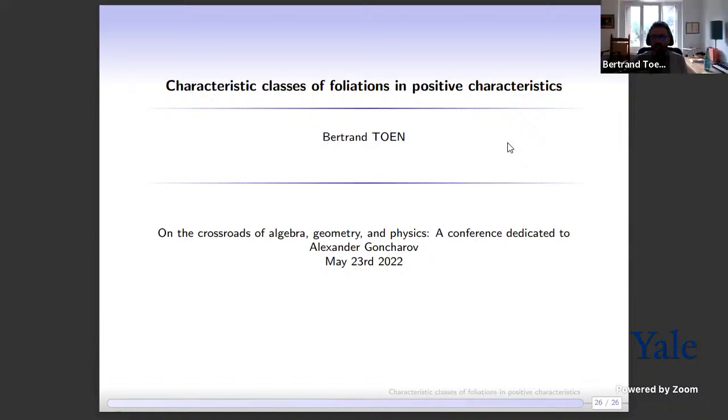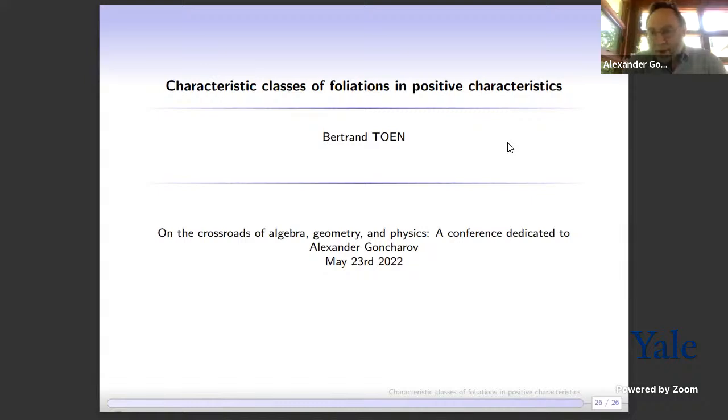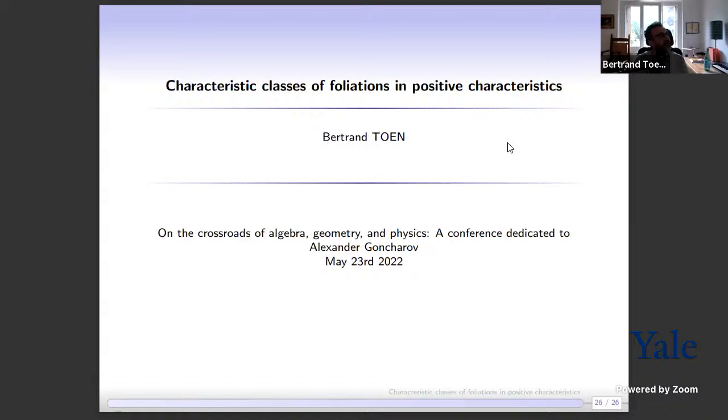Or some kind of crystals or F-crystals? I don't know. No, I don't know any extension of Reznikov's theorem. Oh, that's a very nice observation. I will have a look.